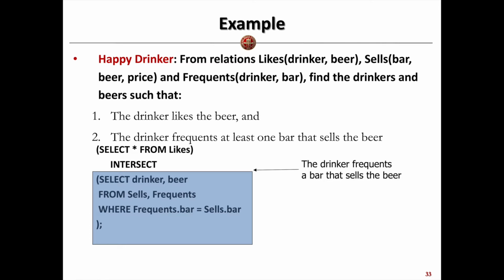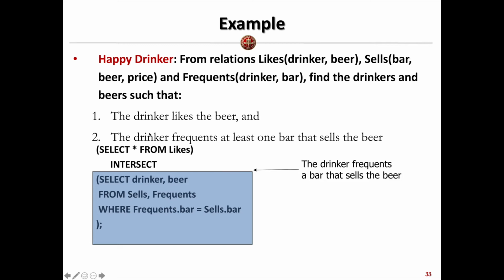Before we show the answer, you can also write down the query by yourself on your paper, right? How can we find these kinds of happy drinkers based on the likes, sales, and frequency tables? I think we can do this query very easily, right? By joining these multiple tables together based on the knowledge we learned before. And besides this, can we do this query in a different way? We can use the union or intersection operators to help us, right?